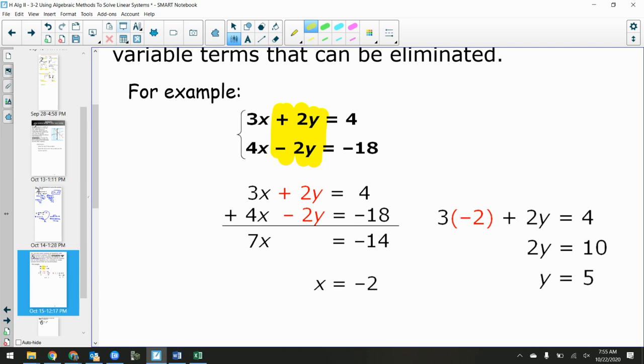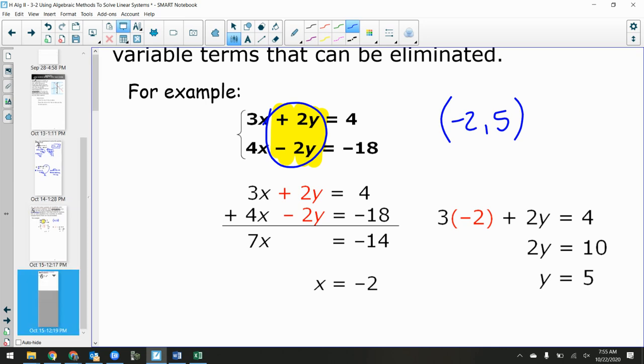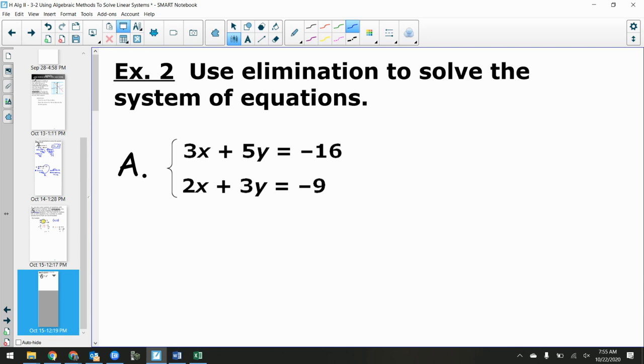Again, don't lose sight of the end goal. The end goal is to try to find the location of the intersection point. So in this case, it's negative 2 comma 5. Make sense? Again, this one was set up for elimination because I have both positive and negative of the same value. If that's not happening, we have to make that happen by multiplying one or both of the equations. For example, here.